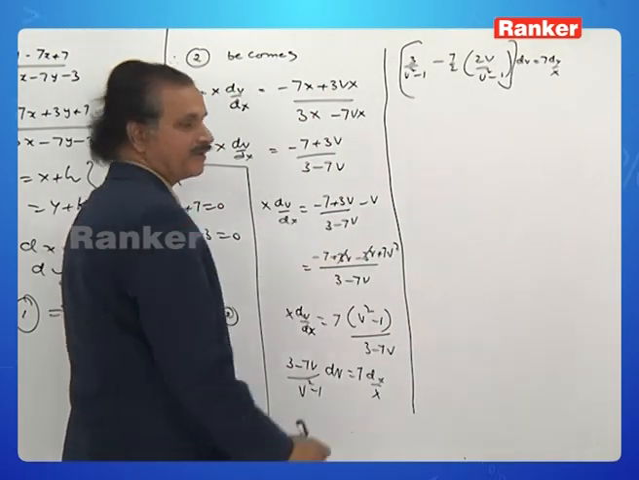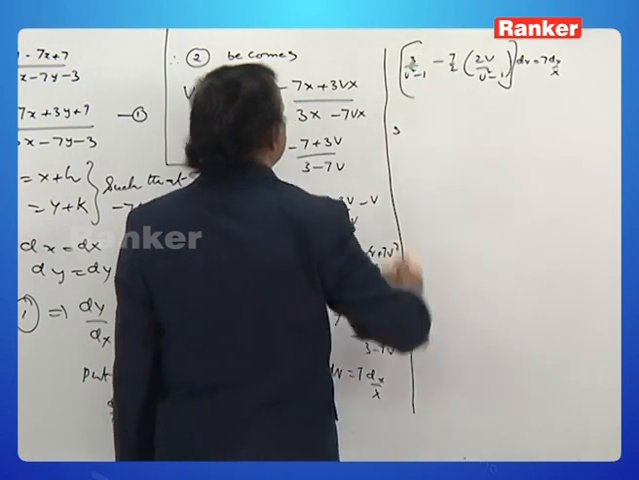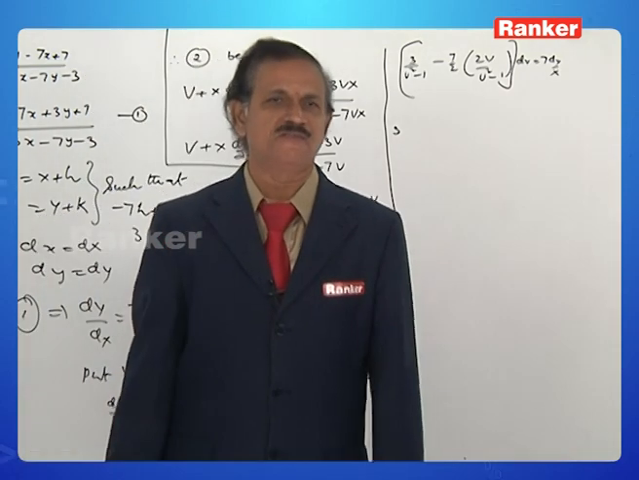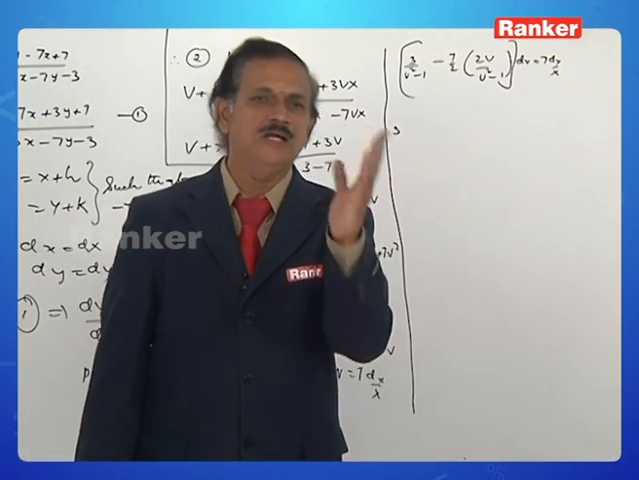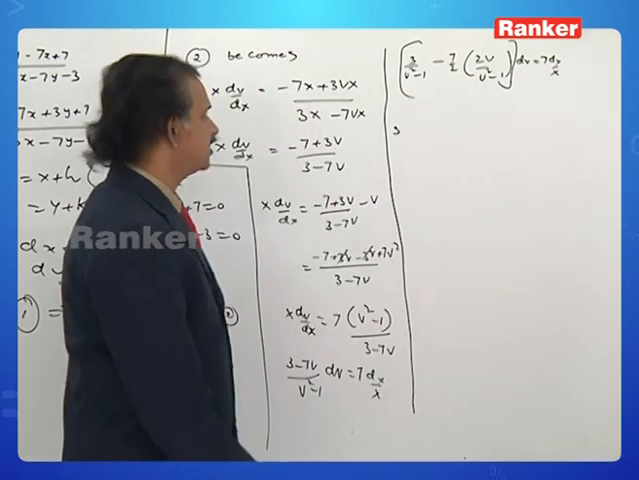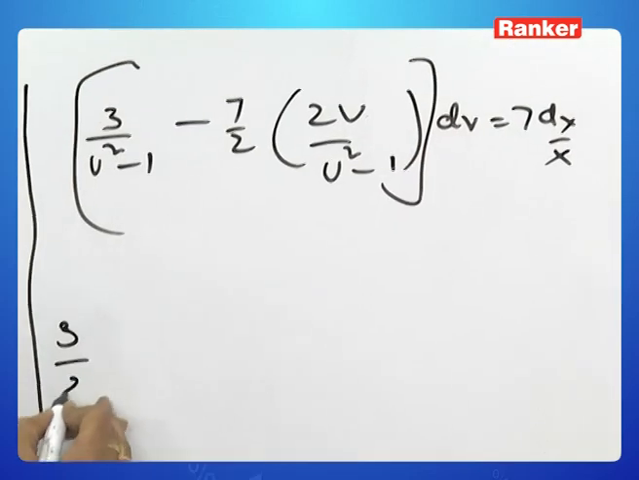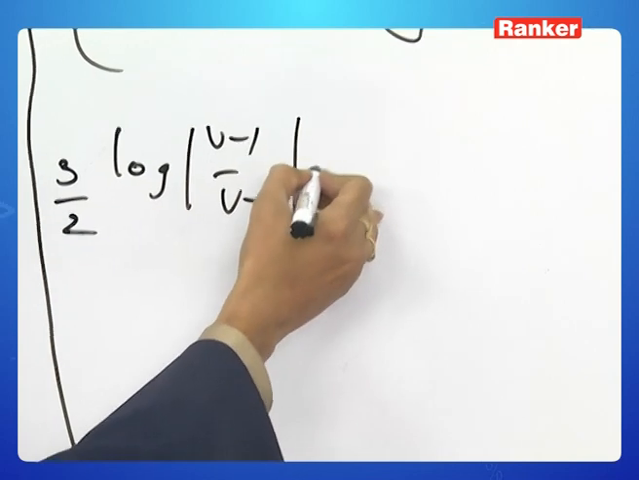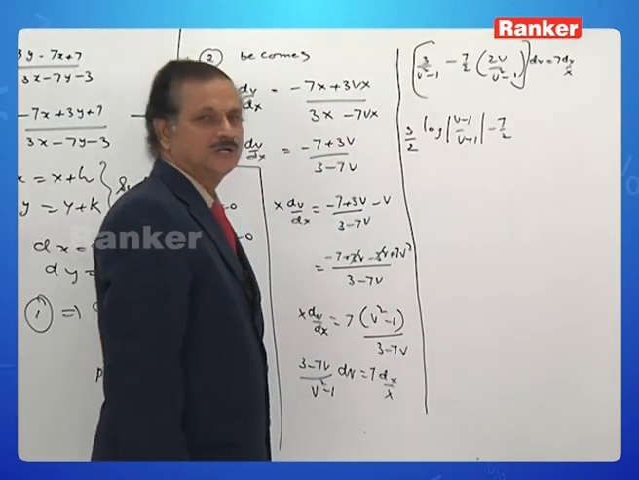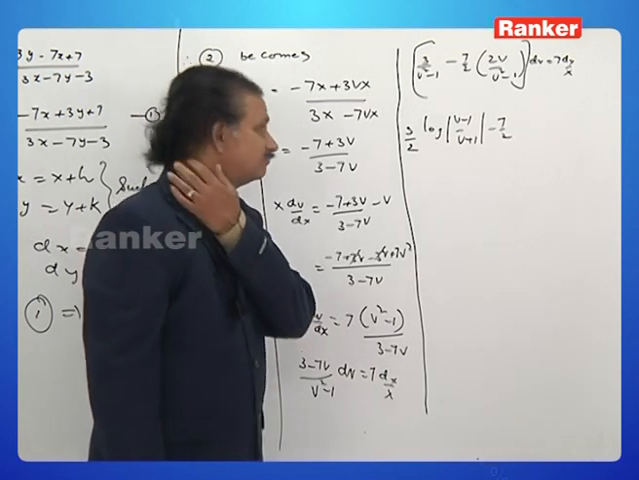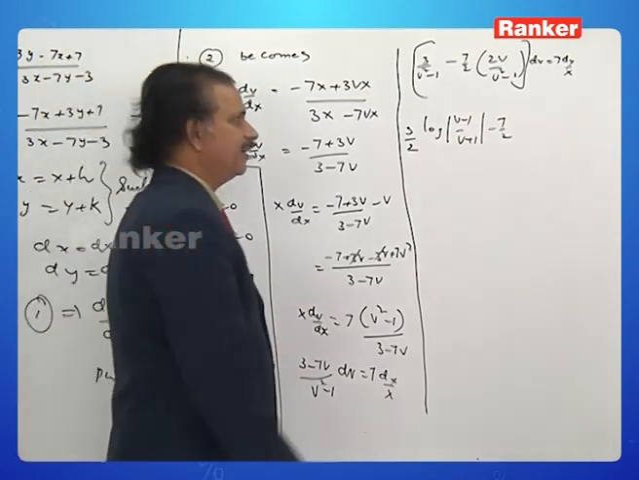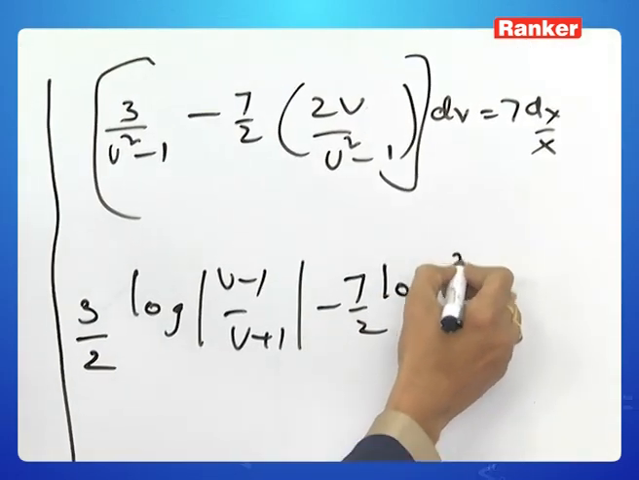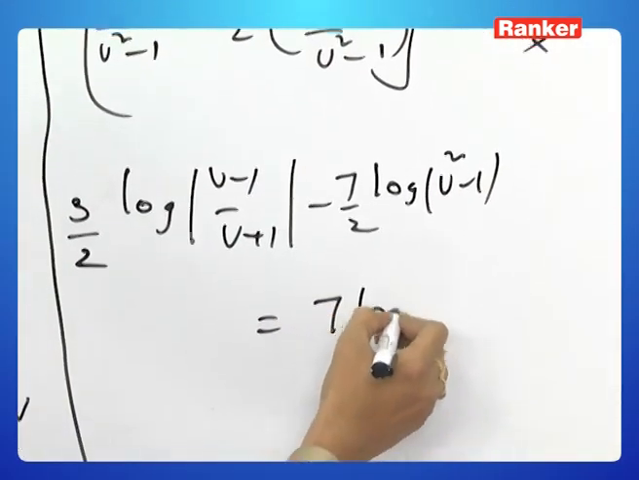Let us try to integrate it. 3 into 1 by v square minus 1. What is the integral of 1 by x square minus a square? Come on, what is the formula? 1 by 2a log mod x minus a by x plus a. According to that, it is 1 by 2 into log mod v minus 1 by v plus 1, minus 7 by 2 into 2v by v square minus 1. What is that? f dash v by f of v. The derivative of v square minus 1 is nothing but 2v, isn't it? So it is log mod v square minus 1, is equal to 7 log mod x.